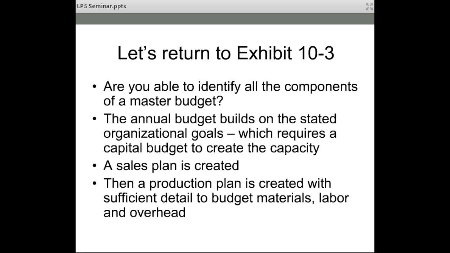Let's return to Exhibit 10.3. Are you able to identify all the components of a master budget? The annual budget builds on the stated organization goals, which require a capital budget to create the capacity. Then, theoretically, a sales plan is created. After that, a production plan is created with sufficient detail to budget the required materials to be purchased, the amount of finished goods inventory to be produced, as well as the labor and overhead budgets for the period.